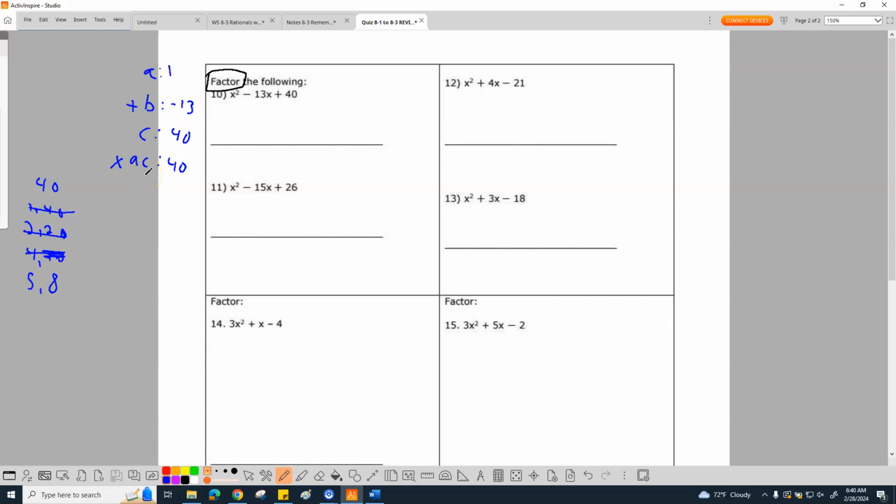Now we got to worry about our signs. I notice that this is a negative one, and this is a positive one. So more than likely that tells me these are both going to be negatives. So let me see. Negative 5 times negative 8 is positive 40. Awesome. And then negative 5 plus negative 8 is negative 13. There it is. We're good on this.